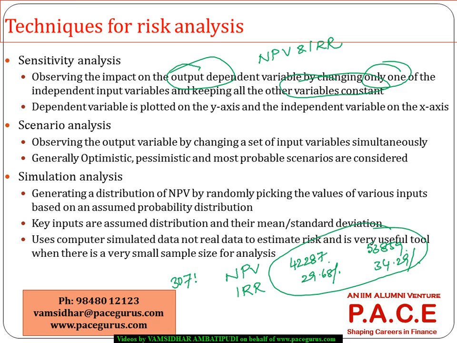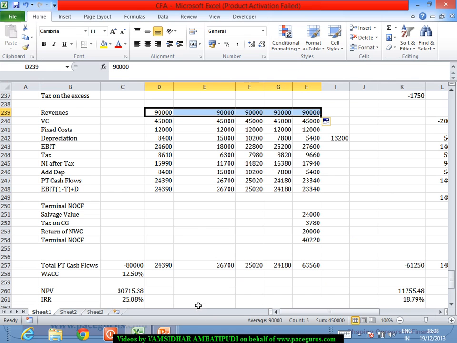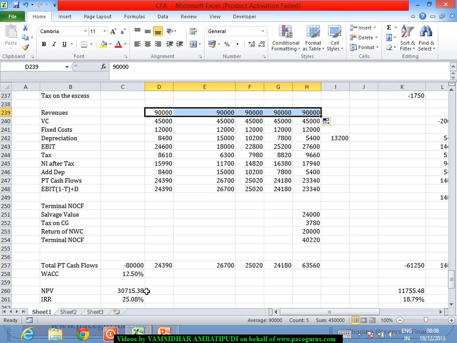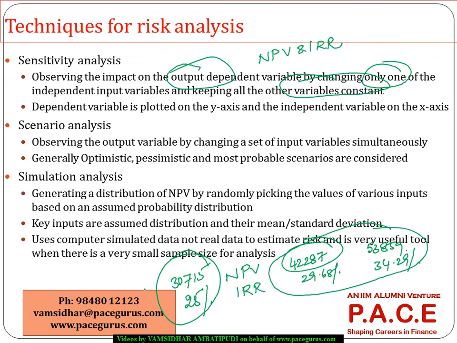30,715, there is a drop by 12,000 in the NPV, and IRR suddenly became 25%. So there is a drastic drop in the NPV and IRR. If that is the case, I can very well say that the sales or the revenues are very sensitive, or probably NPV is very sensitive to the revenues. So whatever forecast of the revenues I am putting, if at all they change slightly, it may impact the profitability and the accept or reject decisions on the project very heavily. That is one thing that is given by our sensitivity analysis.